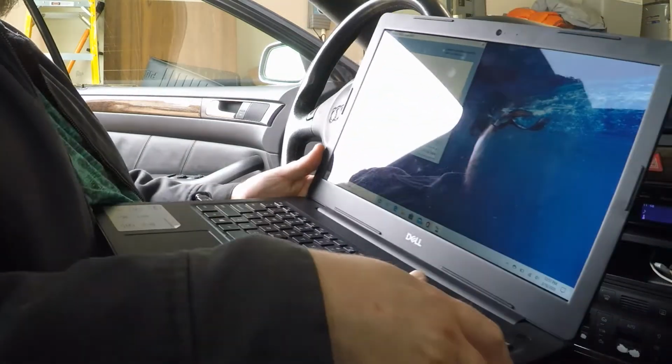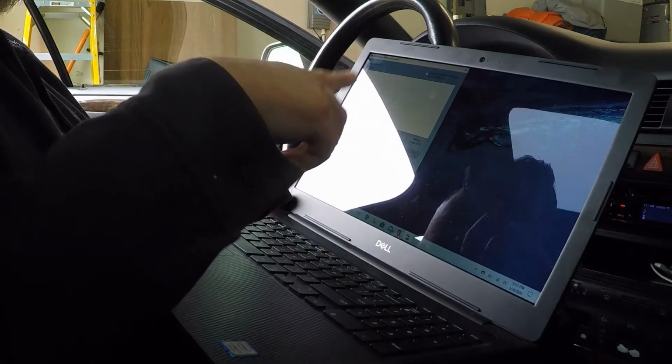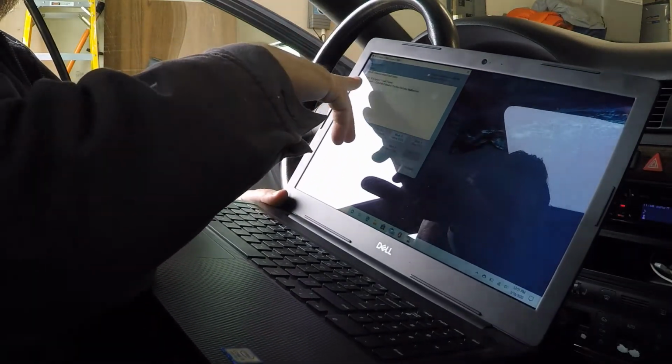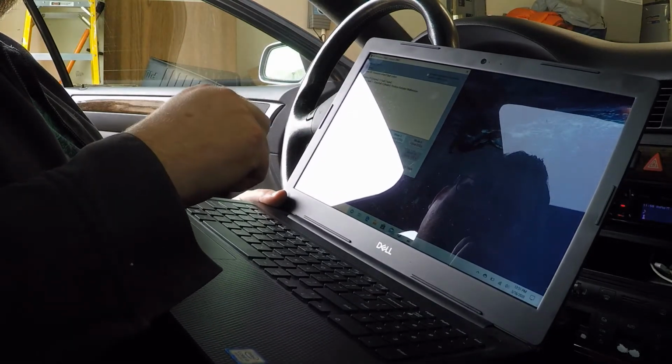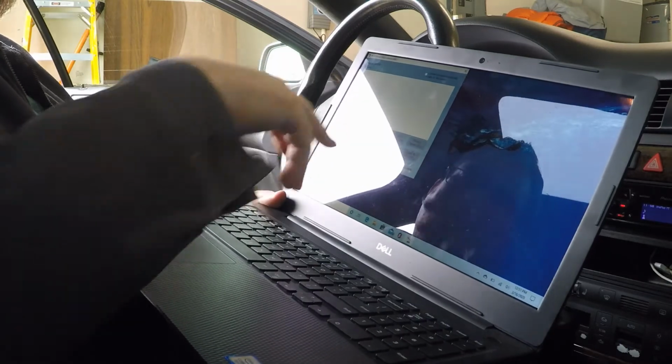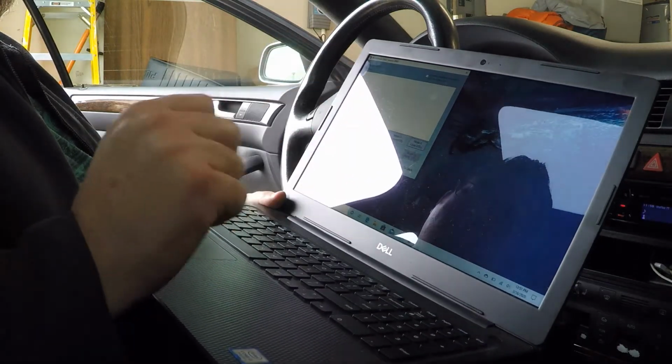Alright, so of course we still have the engine light showing, and of course we still have that error. So now I'm going to clear it. We are done.